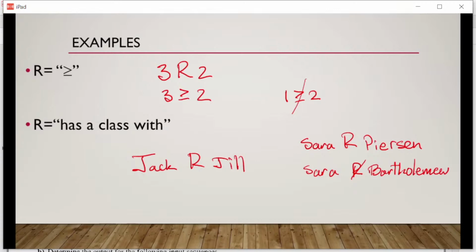Does Jack have a class with Jack? As long as Jack is a student at MBNU, he must have at least one class, and so he has a class with himself. Each of you is in class with yourself right now. It's a little weird to think about, some sort of multiple personality situation, but that's the situation.